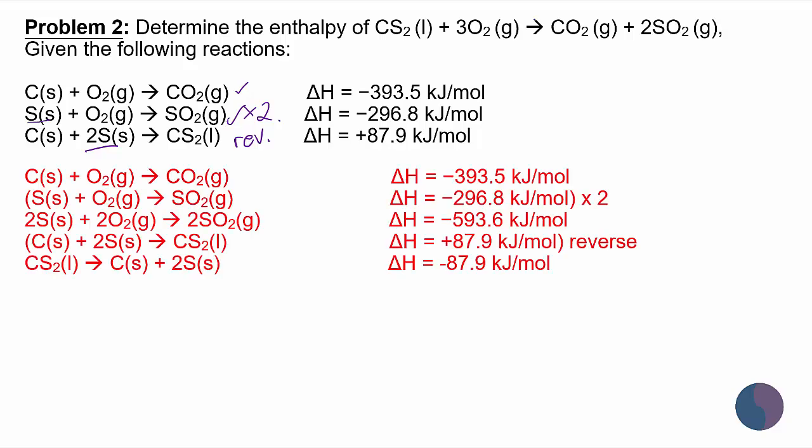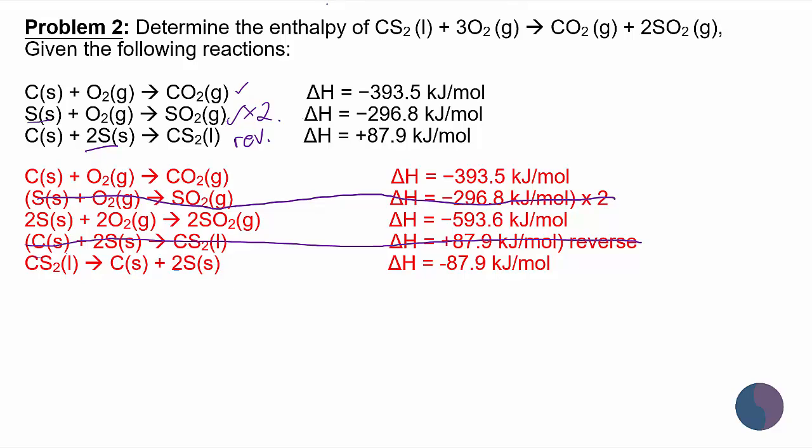So just rewrite those ones out. I kept the first one as it is. The second one I've timesed by 2, so I've done that underneath. I don't need that anymore. And then I've reversed the other one, so I don't need that one anymore. So now I can just add them together.